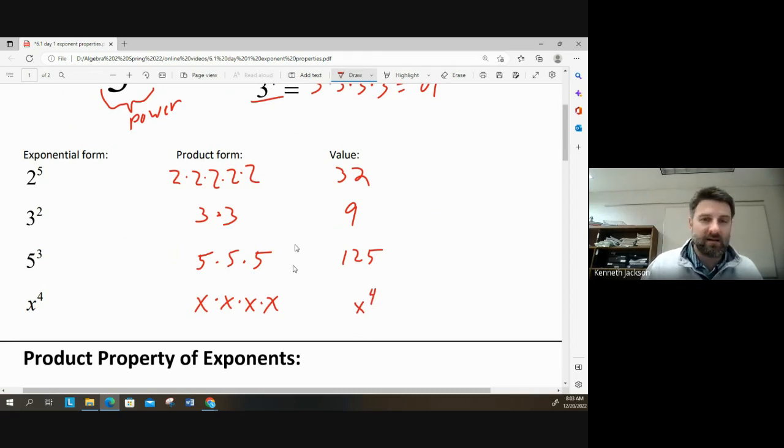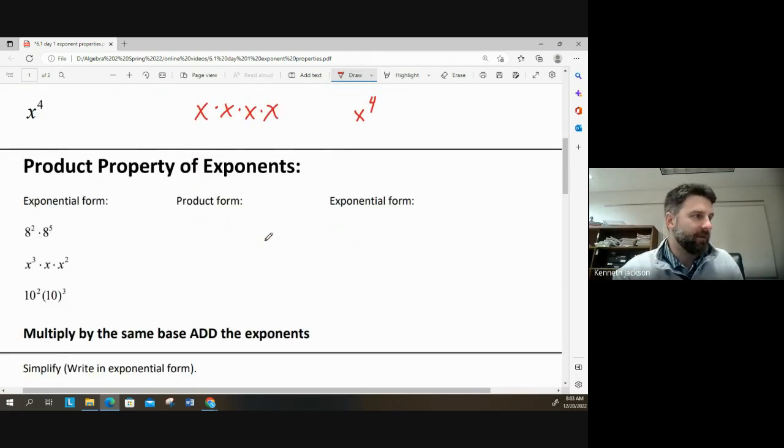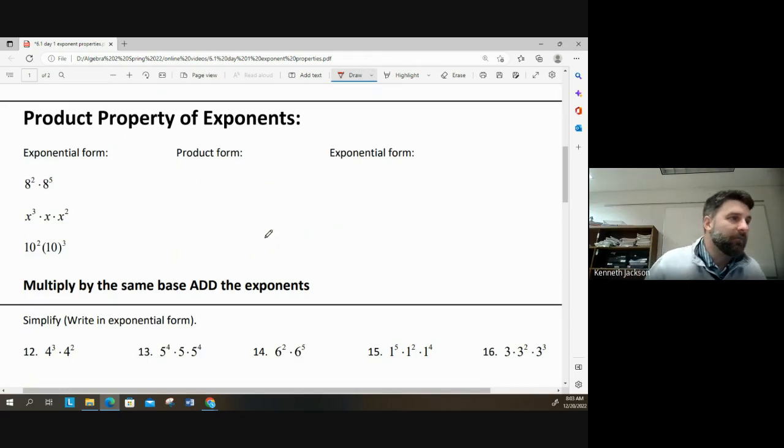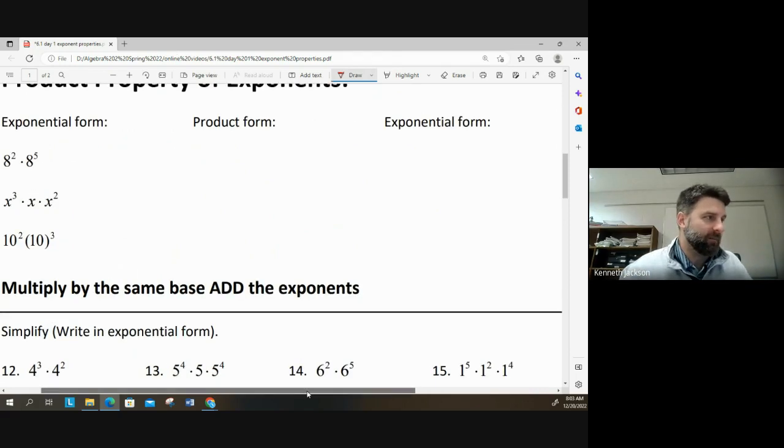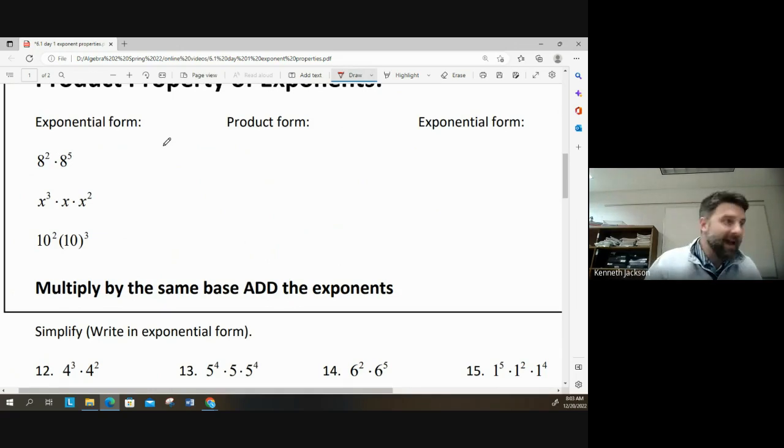And it's this real basic understanding that actually gets us our first property of exponents, the product property. So if I come down here and do the same kind of thing, going from exponential form, 8 squared, 8 to the 5th. If I were to write that out, I would have 2 8s: 8 times 8. If I were to write out 8 to the 5th, there would be 5 of them. 1, 2, 3, 4, 5.